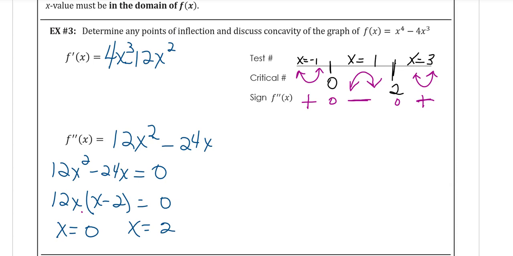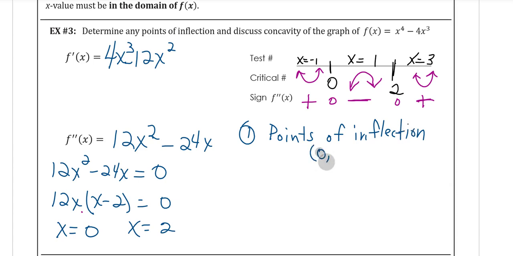So a couple of conclusions here. Number 1 is I have 2 points of inflection. I have a change of concavity. And these points are in the domain of the original function: (0, 0) and (2, -16).